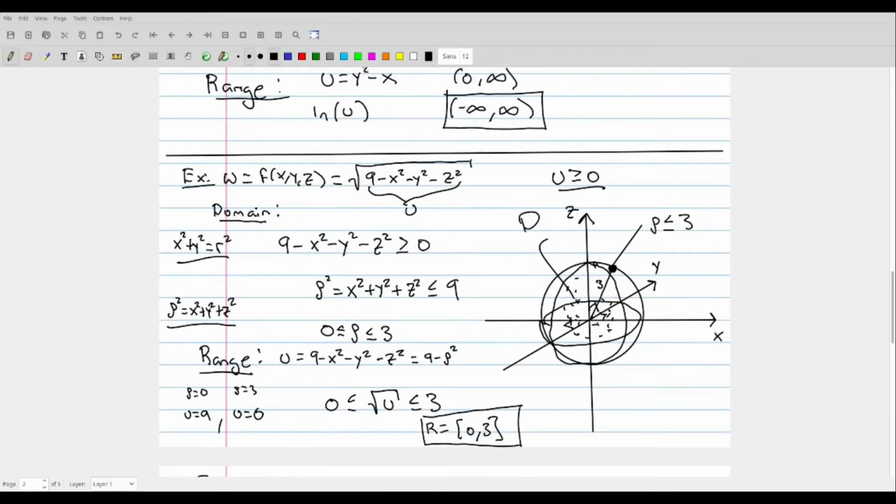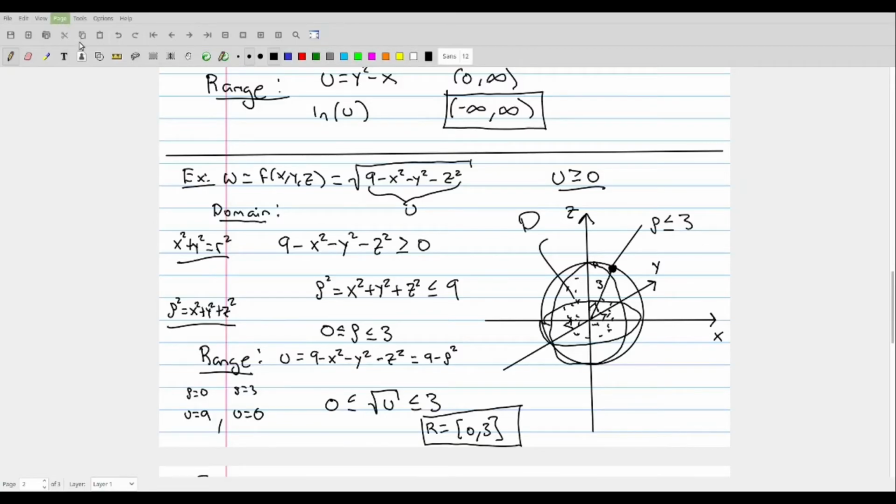So in this example, we have this function, and we ended up showing that this function has a domain of all points where x squared plus y squared plus z squared is less than or equal to 9, or all points where the radius away from the origin is less than or equal to 3. And the range of this function we found out to be the interval from 0 to 3. So the idea is that we want to plot this out and see what this looks like. We can do this in the following manner.